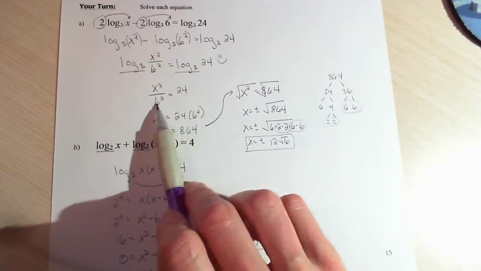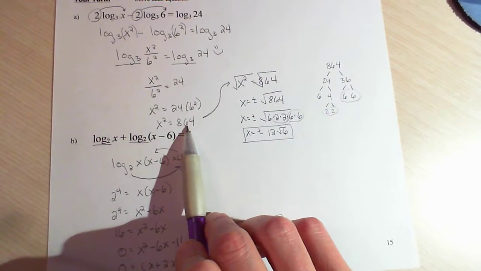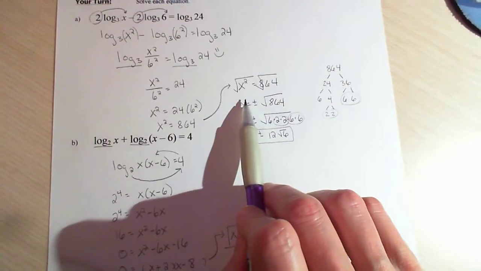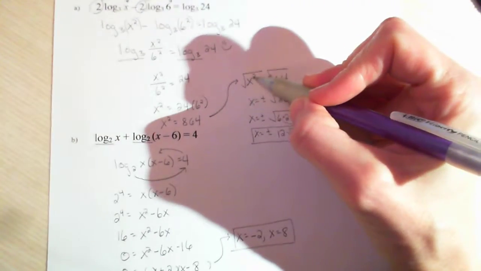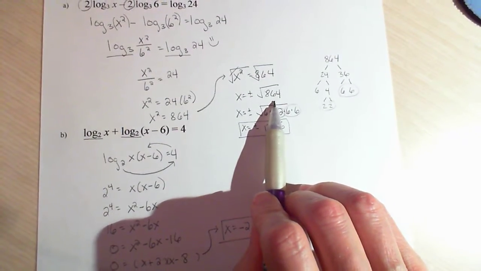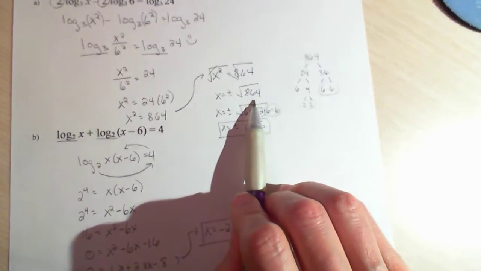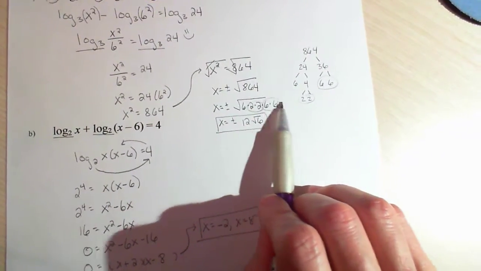And then I just want to solve, so I multiplied both sides by 6 squared. And then I get x squared equals 864. So I want to square root both sides. And then the second power and the second root undo each other, and I'm left with this: x equals plus or minus square root of 864. I thought for sure it would be a perfect square, but it wasn't.